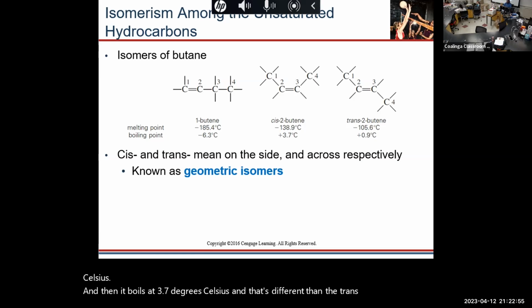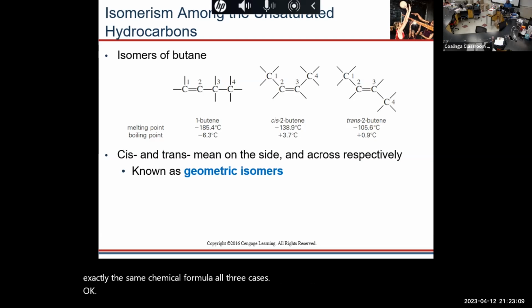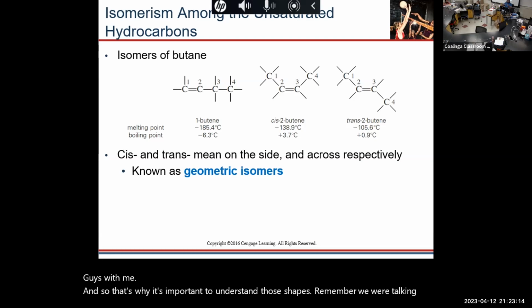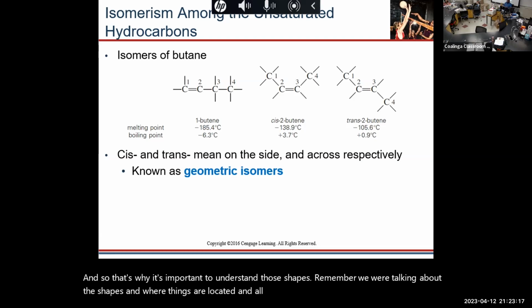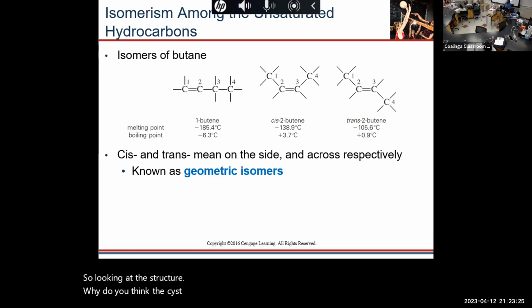Because of how they're organized, they're going to behave differently. Those geometries, even though they have exactly the same chemical formula in all three cases. Okay, you guys with me? That's why it's important to understand those shapes. Remember, we're talking about the shapes and where things are located, because that plays a part in things. So, looking at the structure, why do you think the cis has a higher boiling point and melting point than the others? At least boiling point.